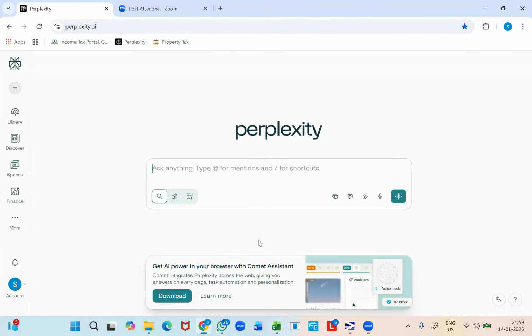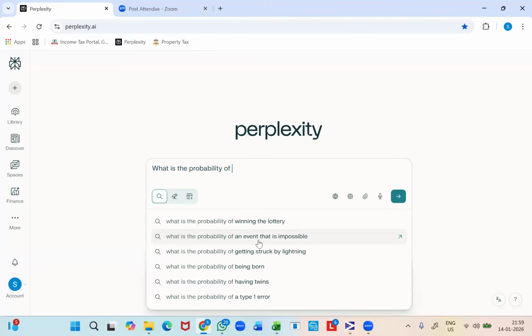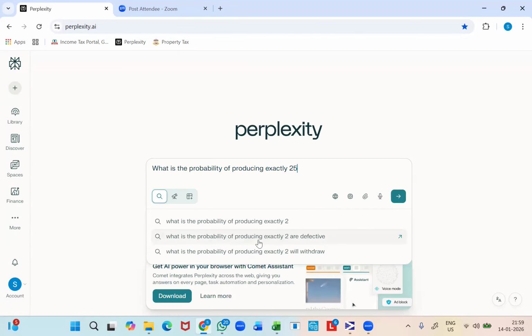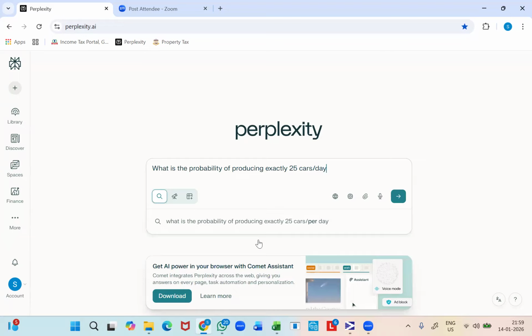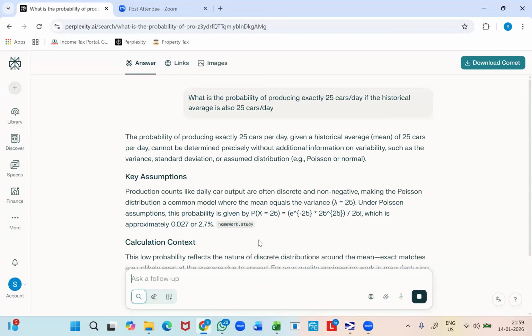So let me go to the AI tool. What is the probability of producing exactly 25 cars per day if the historical average is also 25 cars per day? When you're using the AI tool, you don't have to really tell AI that it is a binomial probability or Poisson probability. It will understand by itself, right? Just post the question alone, and it will provide the answer.